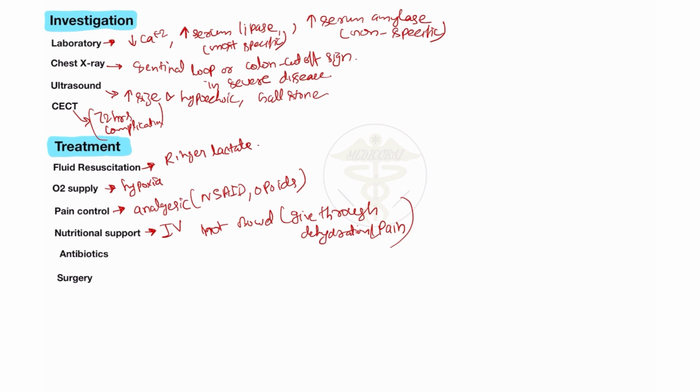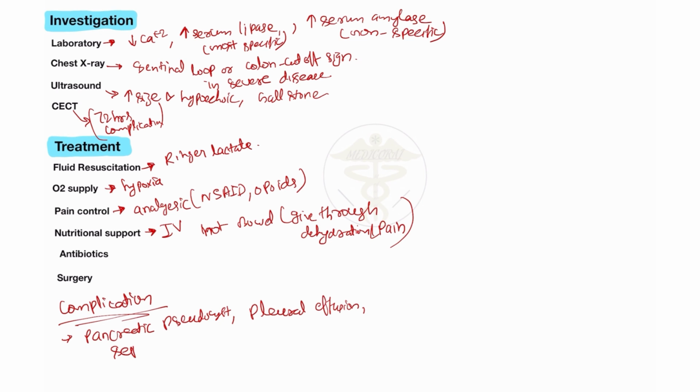Some complications we also need to know. Complications of acute pancreatitis include pancreatic pseudocyst, pleural effusion, and sepsis. Sepsis also occurs, and there are many other causes. Thrombosis you will also see in the patient. So these are all the complications of acute pancreatitis.